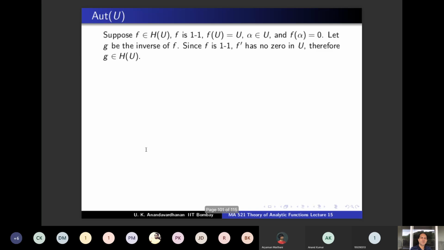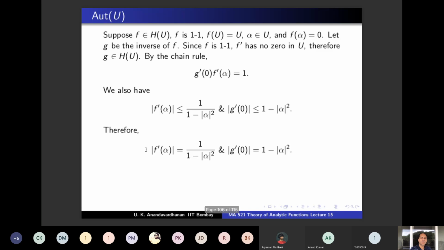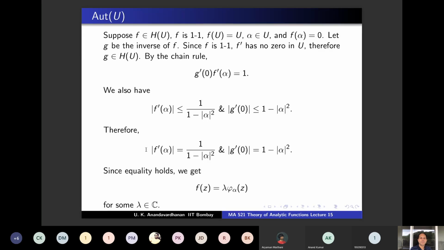So because equality holds, you can conclude that, in fact, you don't need this. You need only this. So I will delete this. That's unnecessary. So because of this equality, you conclude that beta is 0 here. So you conclude that phi minus beta of this is lambda phi alpha z for some lambda in C.